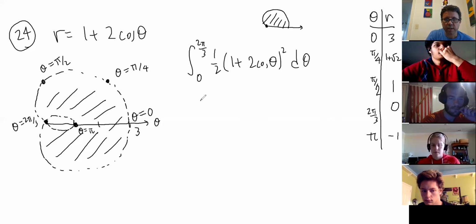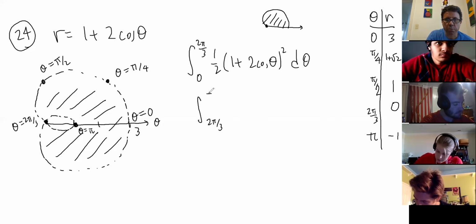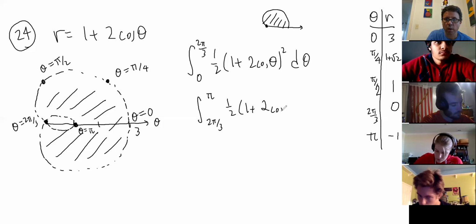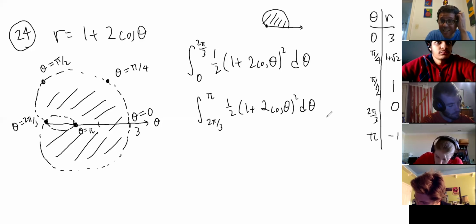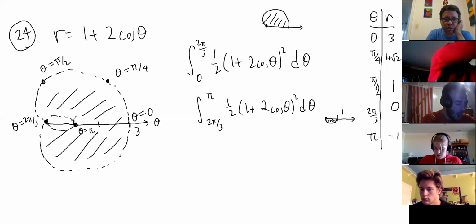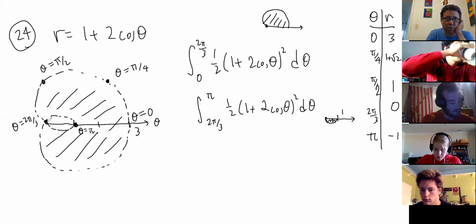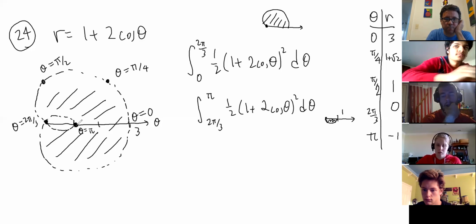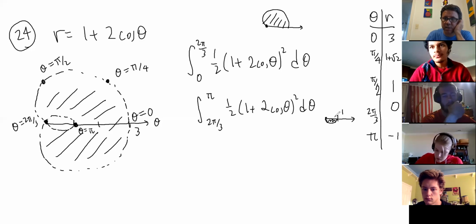So if I did the integral from 2 pi over 3 to pi of the same thing, 1/2 (1 + 2 cos theta) squared d theta, what I would be getting is that little part right there of the inner loop. So I'd be getting the lower half because I'm wrapping around 2 pi over 3, then I start going below and I get to here. So I'd be getting this little piece right here.